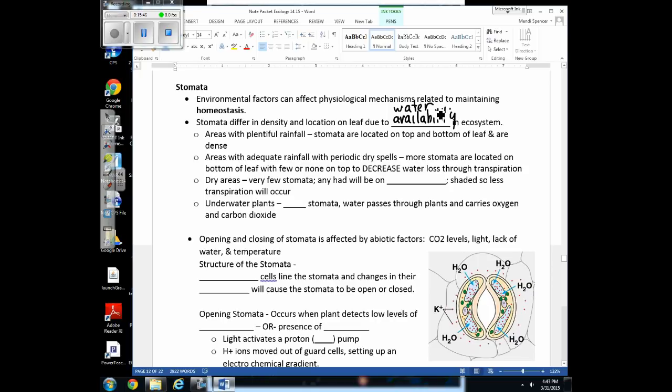So when you see areas that have plentiful rainfall, then those plants are going to have a lot of stomata. They're going to lose a lot of water, but that's not going to be a factor because it rains often. So they're not going to be deficient in water. So they can afford lots of openings in their leaves.